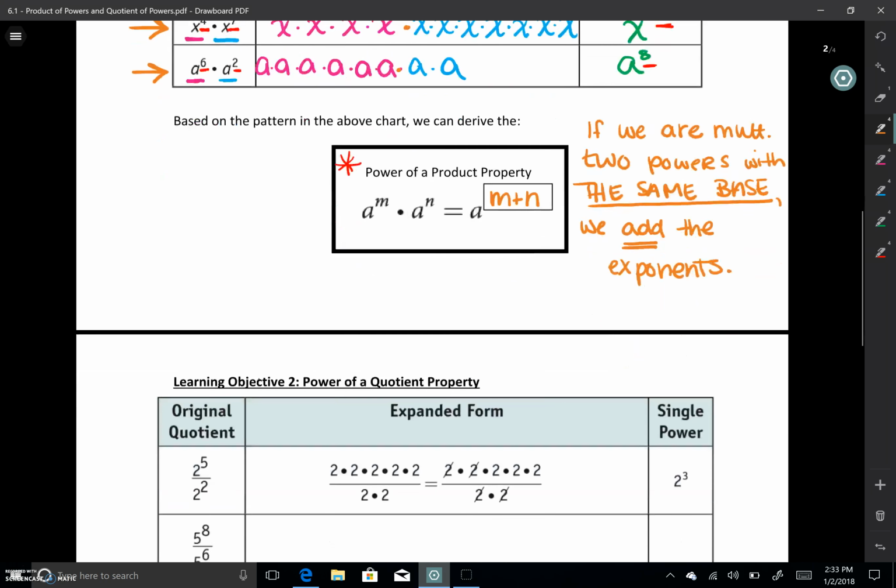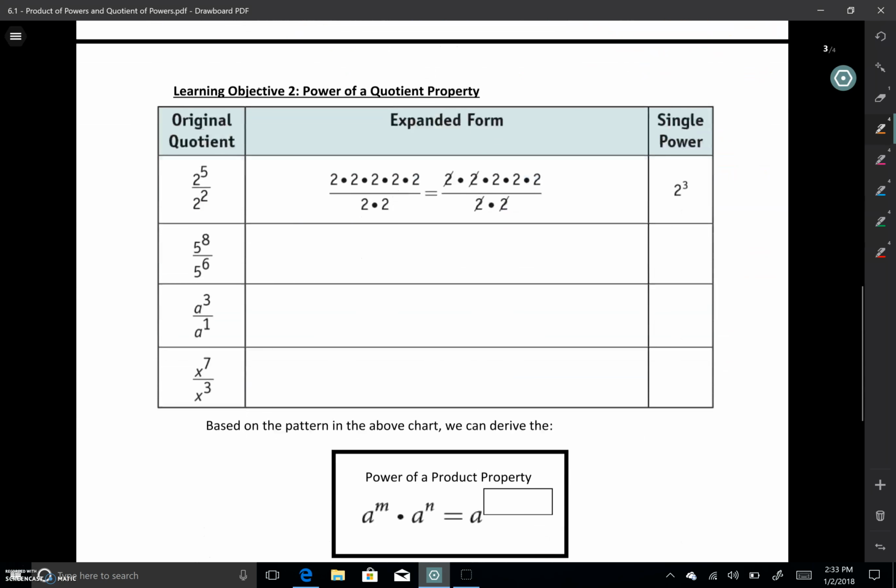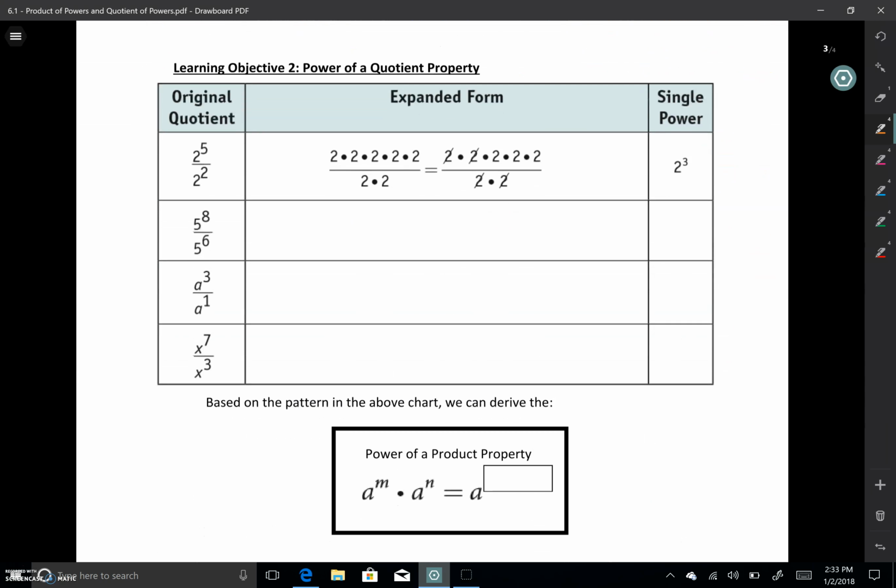Moving on to objective 2, the quotient of powers property. I have a similar chart here, and again, the first one is done for me. If I look at the first line, the first power that I have is 2 to the 5th. And that gives me 2 times 2 times 2 times 2 times 2 up here, 2 times itself 5 times. Then in the denominator, I have 2 squared, and that's down here, 2 times itself twice.